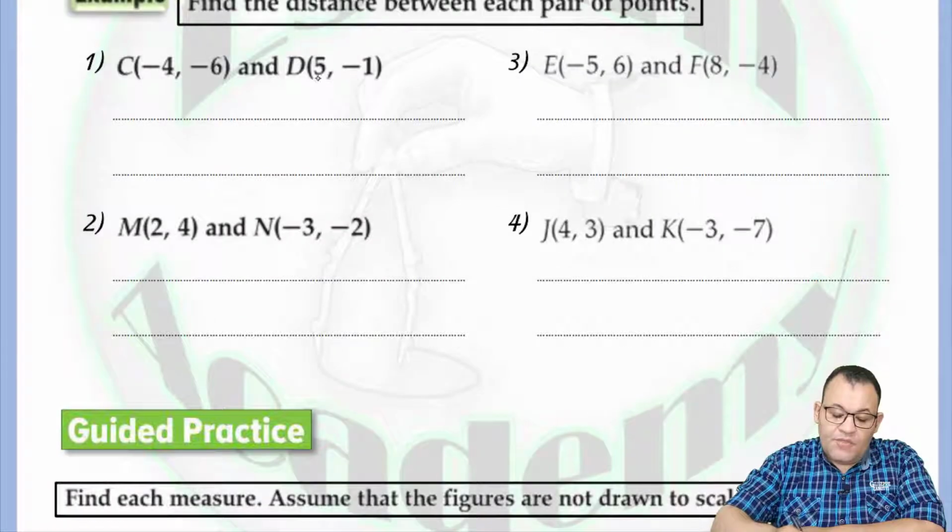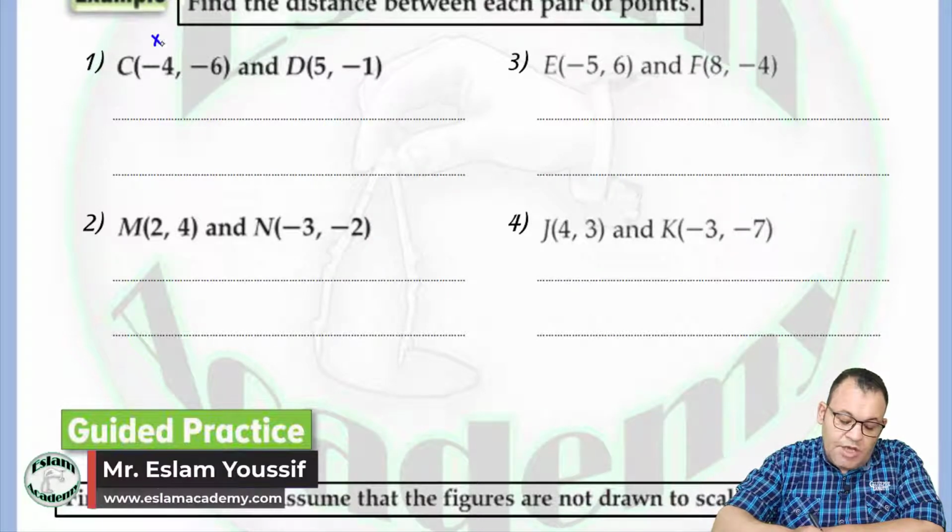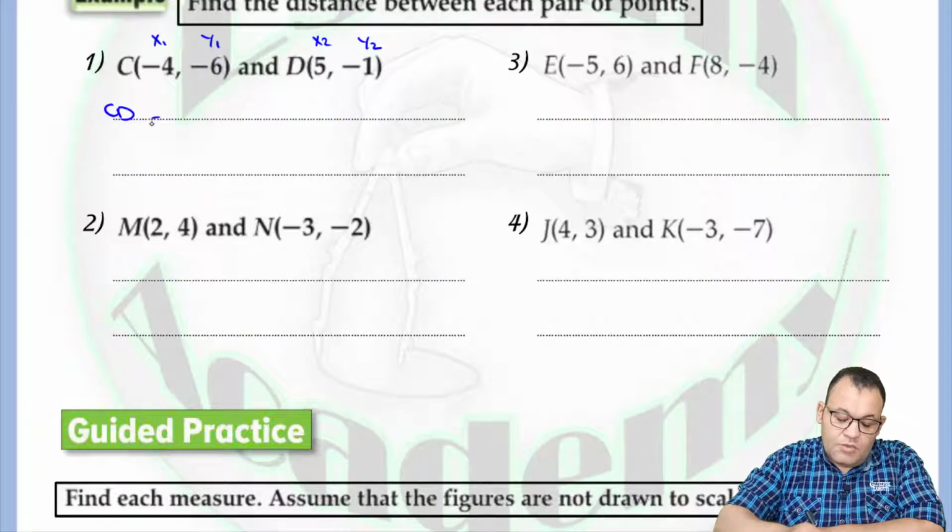In this problem, we need to find the length of each of the following line segments. We have C equals (-4, -6). D is (5, -1). We need to find the length of CD. To find the length of CD, let C be (x1, y1) and D be (x2, y2). Now the length of CD equals the square root of (x2 minus x1) all to the power 2. So it will be 5 minus -4, which is plus 4, to the power 2, plus -1 minus -6, which will be plus 6, to the power 2.